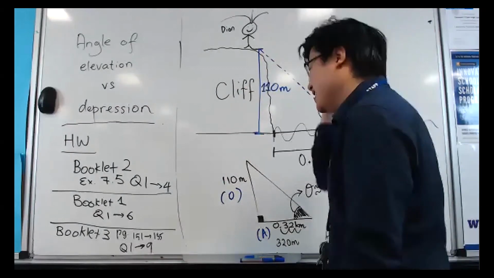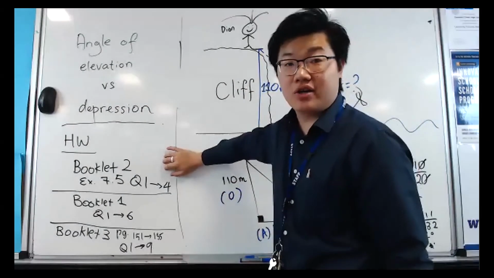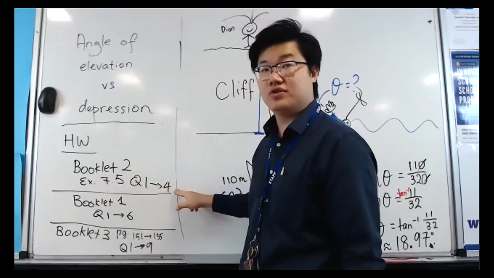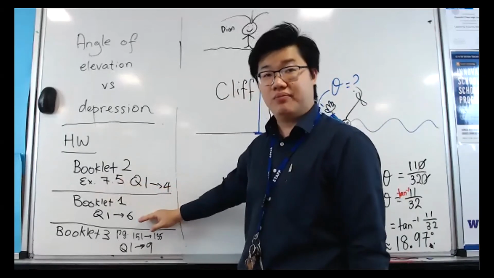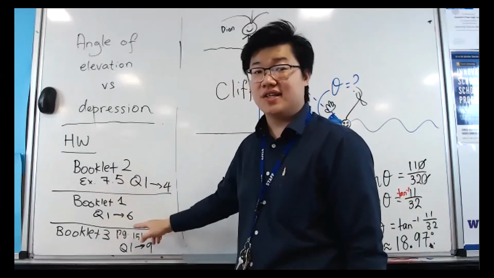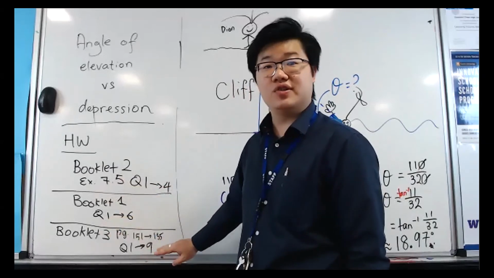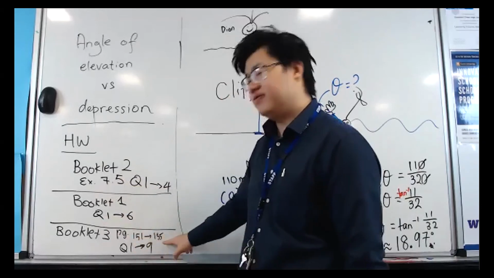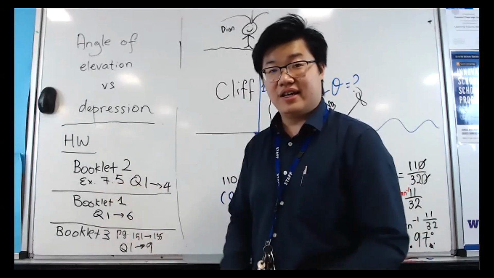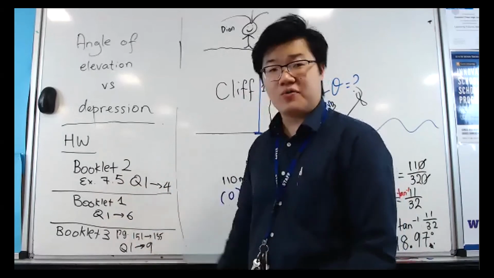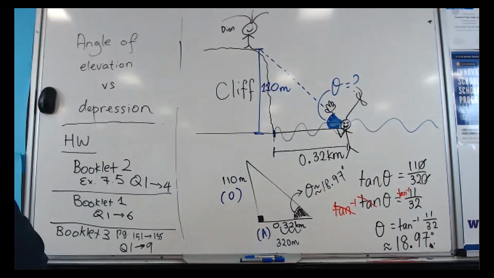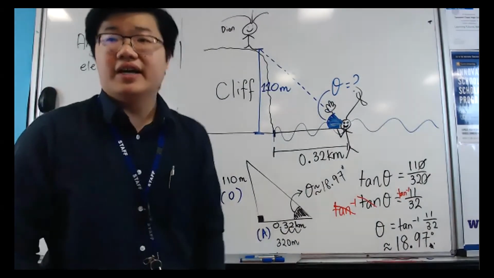Oh, no, not me. All right, now, so booklet 2, that's your main course. Your main course, booklet 2, exercise 7.5, question 1 to 4. And then if you have booklet 1, that's your appetizer, okay, question 1 to 6. And then last but not least, you've got a dessert, page 151 to 155, question 1 to 9, okay? A meal won't be perfect without 3 courses. All right, now, so I reckon that's all for today.